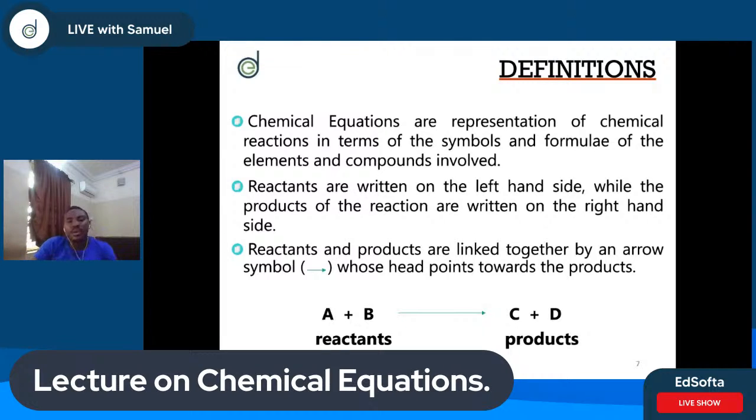Now, reactants and products are linked together by an arrow symbol whose head points towards the product. So this is a perfect example of what a chemical reaction looks like.